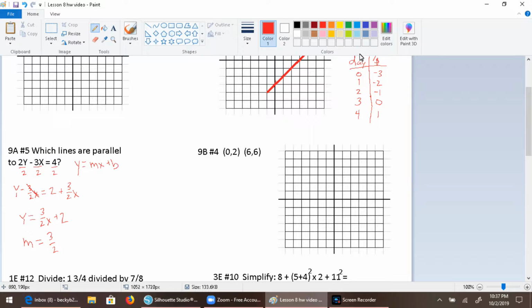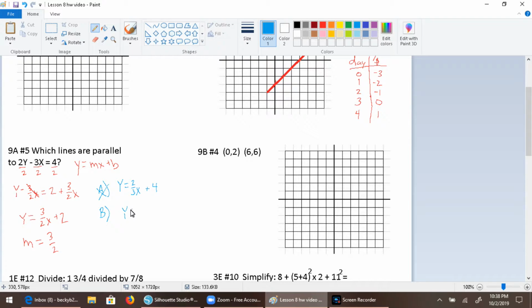Alright, so parallel means we're looking for the same slope. Alright, so A was y equals 2/3 x plus 4. We're looking for the same slope. The original one was 3/2, this one's 2/3. It's not it. So what about B?